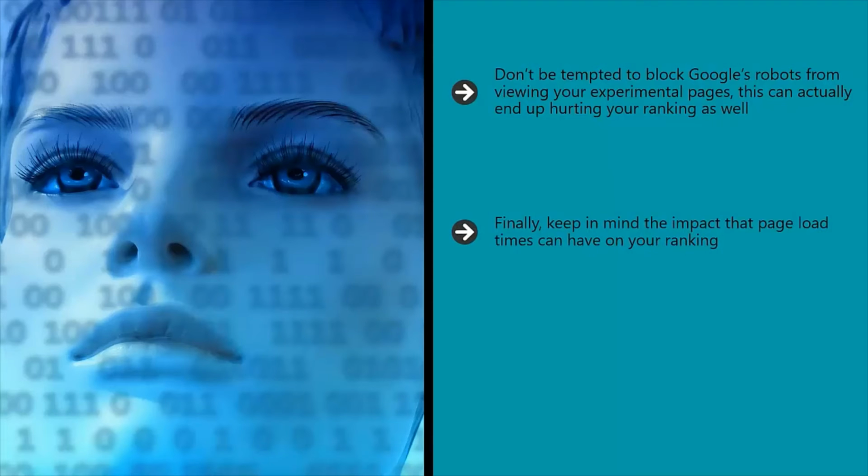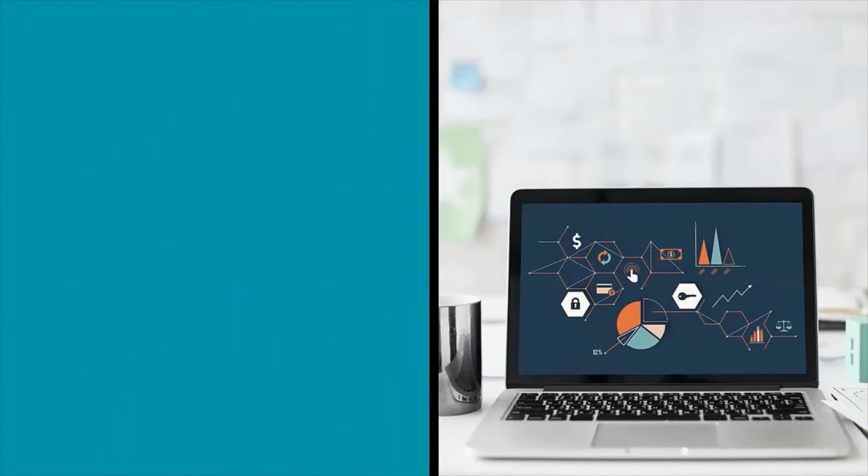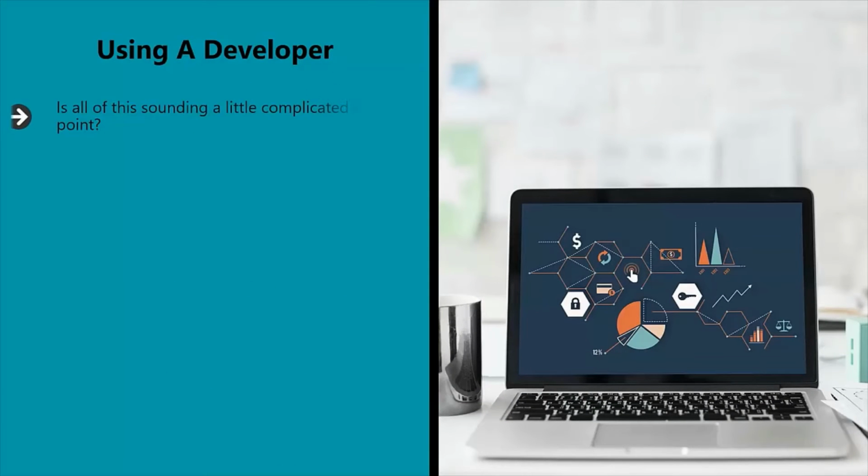Finally, keep in mind the impact that page load times can have on your ranking. Page load times are one of the key factors Google now looks for when determining the ranking of a site, and if your load time is very slow, then it will hurt your position. A redirect can significantly slow things down, which is again why a PHP redirect or htaccess redirect is preferable to an HTML one. You should also consider this factor when looking at other tools that run split tests. Using a developer. Is all of this sounding a little complicated at this point?